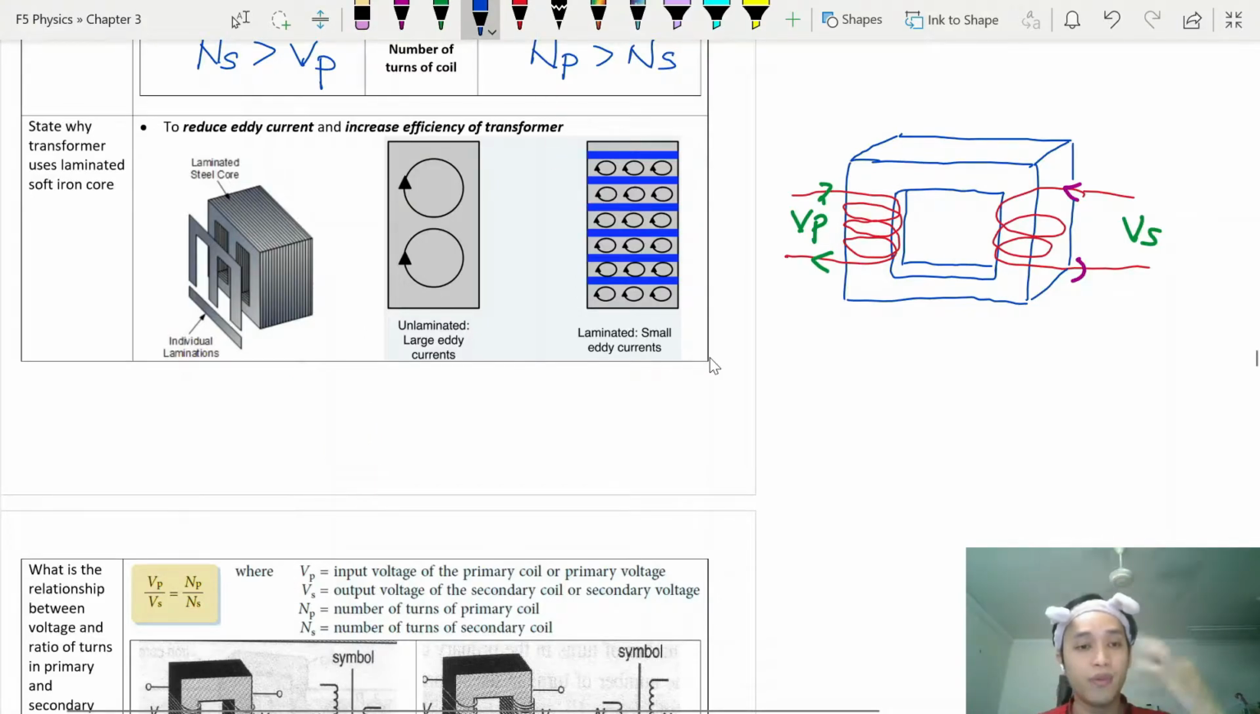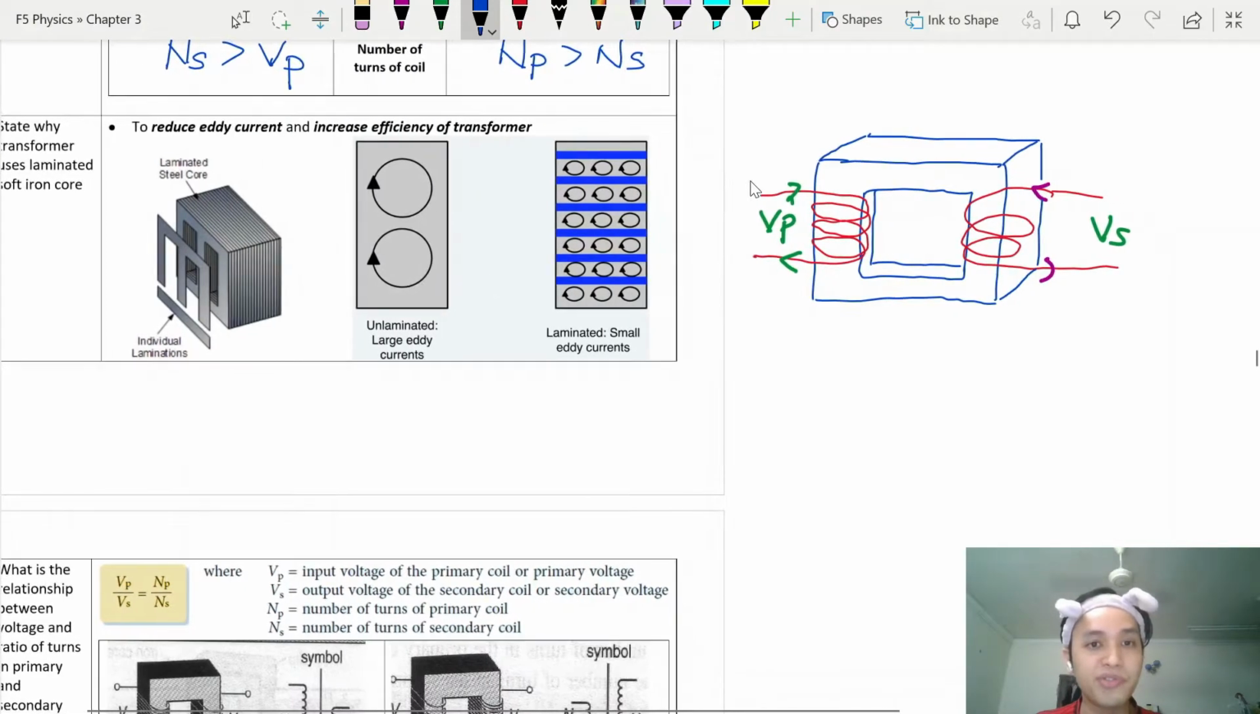Before I explain about the eddy current, you need to roughly know the operating principle of a transformer, meaning how a transformer actually works. I will explain as briefly as possible, just to give you a rough idea of how it works. A transformer, we know, changes the voltage. But how does it change the voltage? If you look at my red wire here, this is your coil. This is your primary coil. This is your secondary coil.